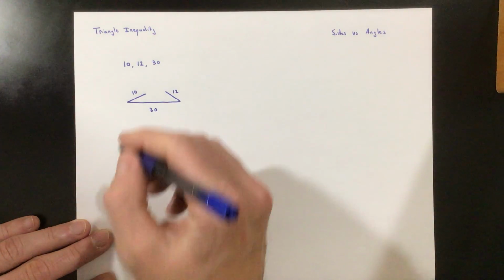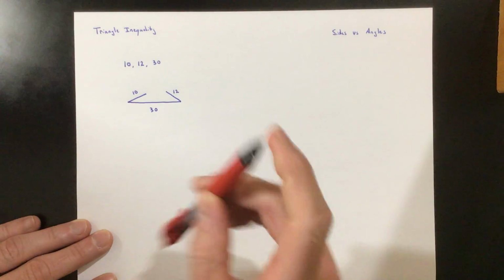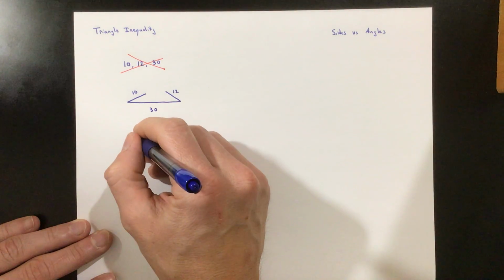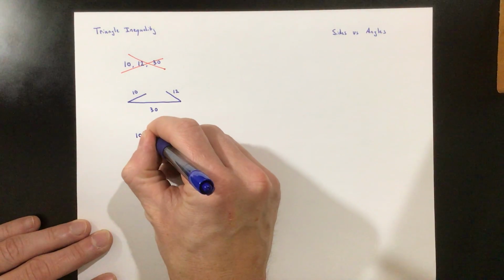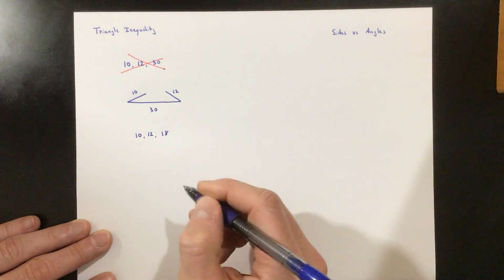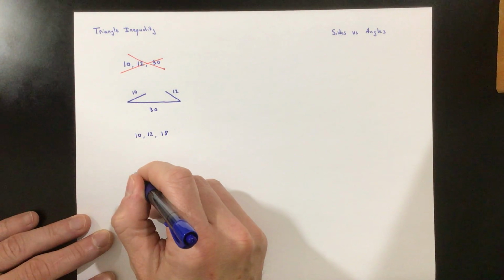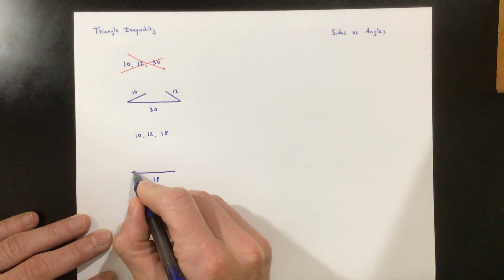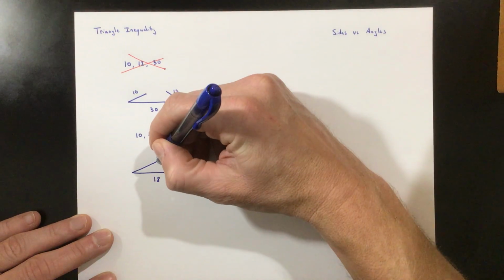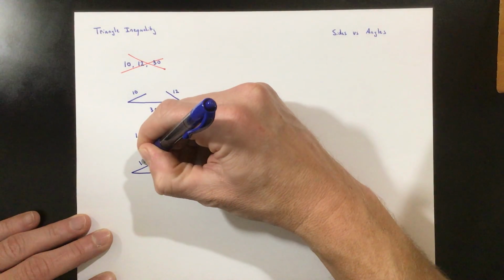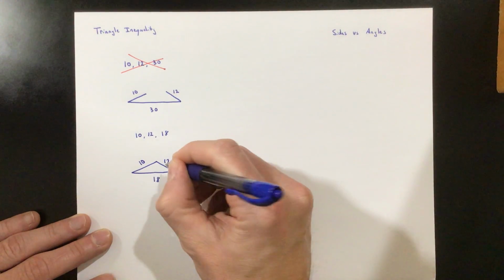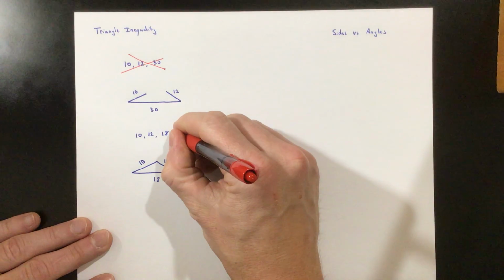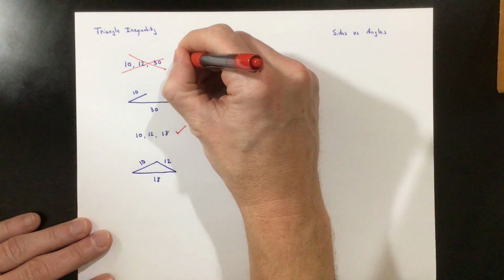So no, this is not going to work. What if it was 10, 12, and let's say 18? Oh, well, I think that's going to work, right? I can put the 18 down, and then bend the 10 up, and then bend the 12 at the other end. Those are going to reach, right? So what determines whether something makes a triangle, like this one can and this one can't?